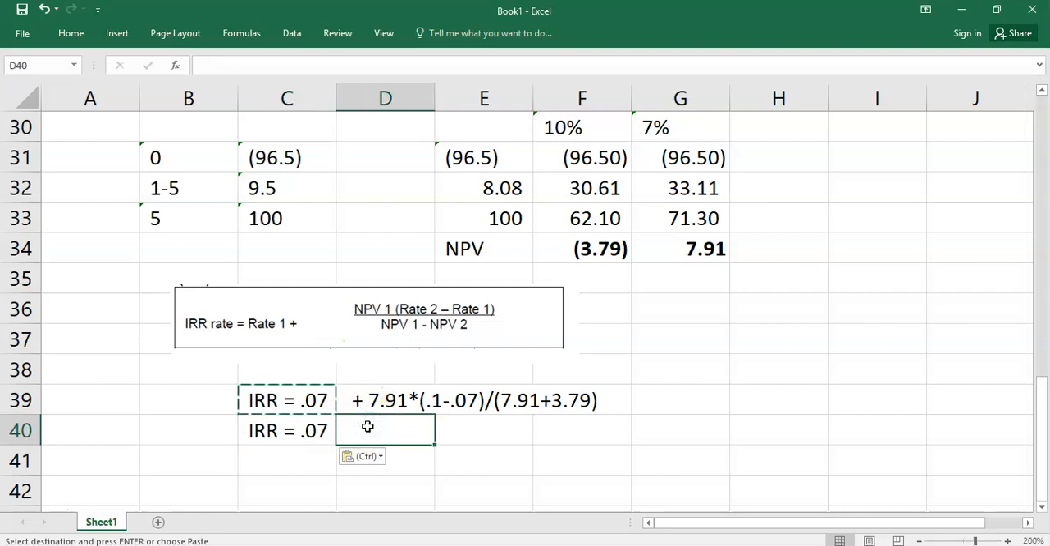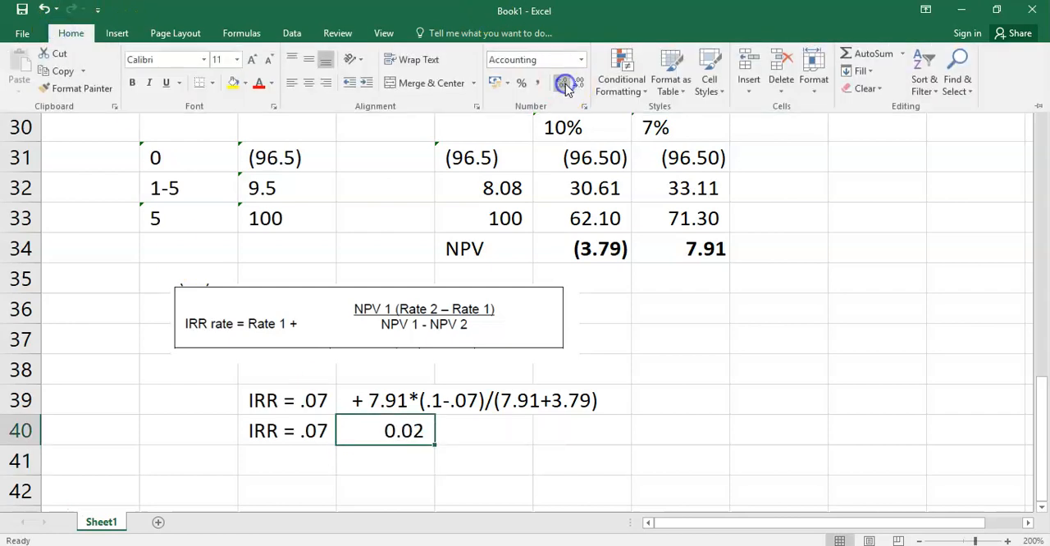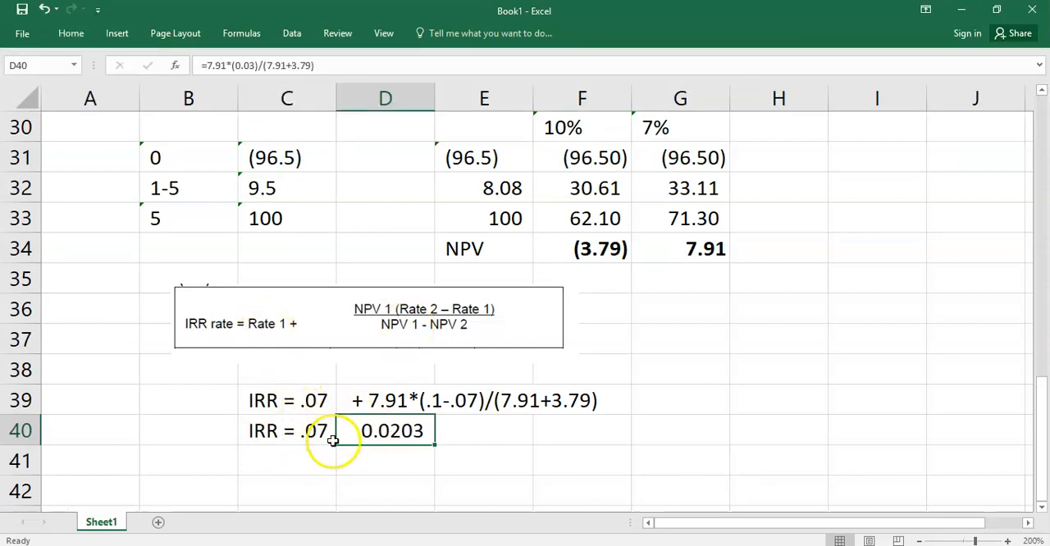If you work out that calculation, I'll just do it here. 7.91 times the difference, 0.03, divided by 7.91 plus 3.79. Again, you might have slightly different answers, but you're still going to get the same one. That's going to come to 0.0203, and you still add on the rate 1, which I've left to one side. So your IRR here equals 0.07 plus 0.0203, which is coming to just over 9%. 9.03% is your cost of debt.